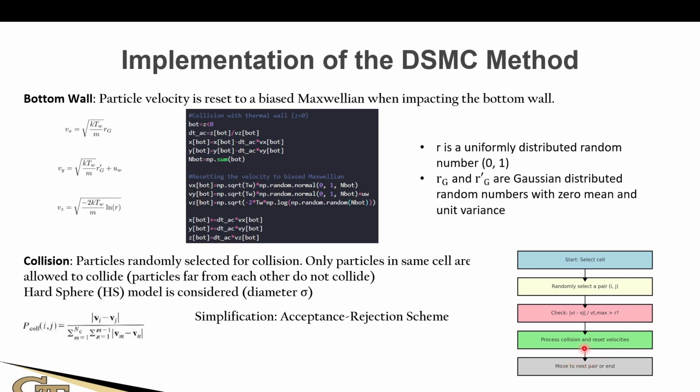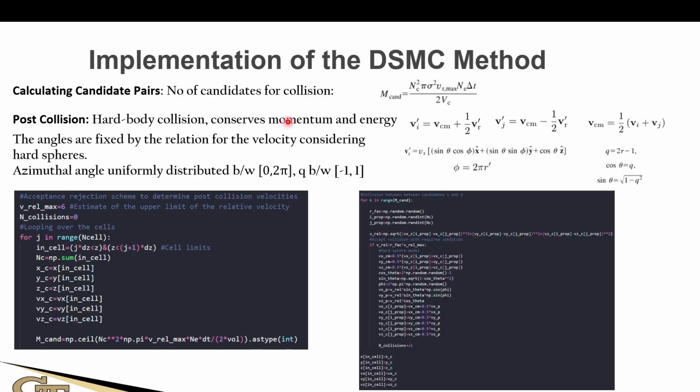And if it's accepted, they are allowed to collide, or else they are rejected and they move on to the next pair, and so on. So the number of candidate pairs for collision are obtained by this formula.